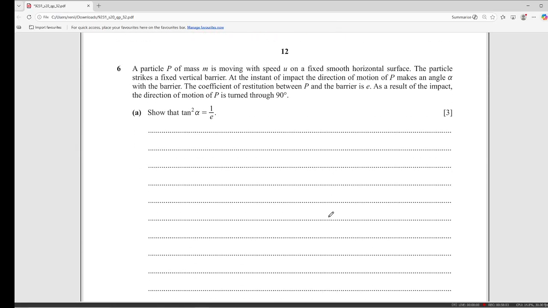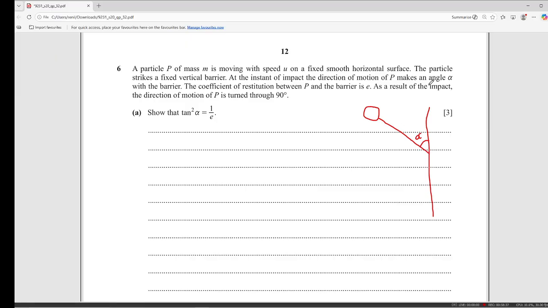That's linear motion under the variable force. Now we have momentum. Okay, very easy, this one. Anything regarding momentum is actually very easy. So let's consider this. A mass m moves on a smooth horizontal surface toward a vertical barrier. At the instant of impact, the direction of motion of P makes an angle alpha with the barrier. So I've got a ball here, it is colliding, it makes an angle alpha with the barrier.